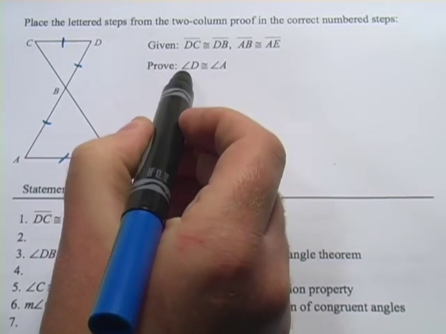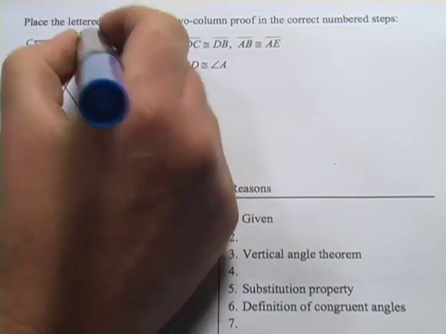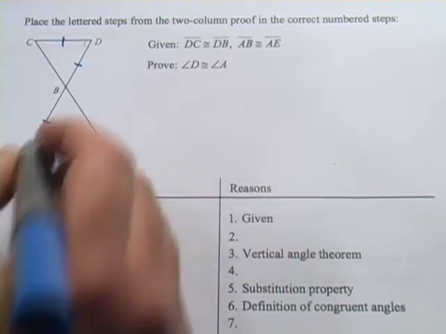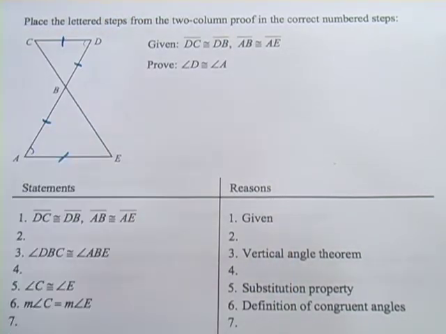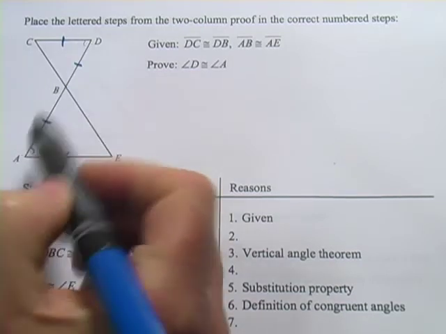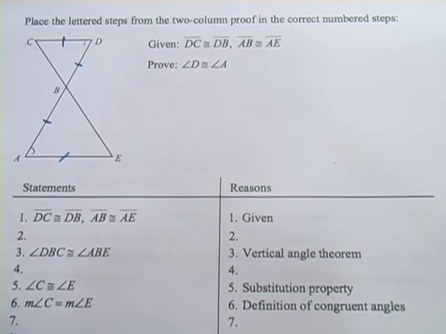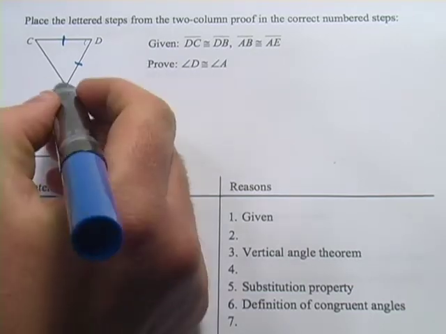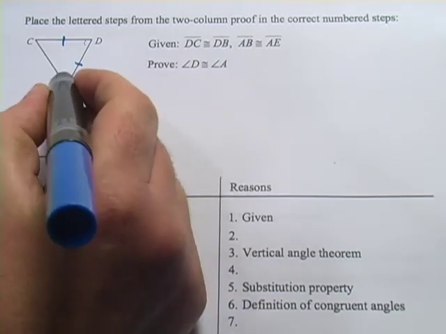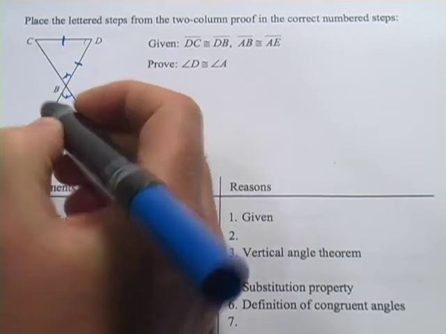And then it says prove that the angle D, so this one right up here, is congruent to angle A. And what you should notice is that both of those are the vertex angles of the isosceles triangles. And there's one other thing going on here. There's a vertical angle here. So this angle and this angle are going to be congruent.